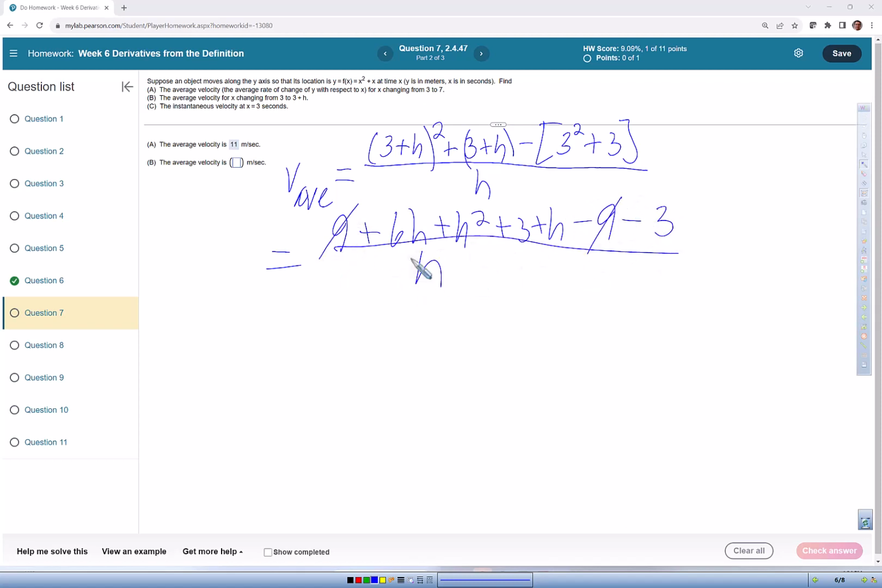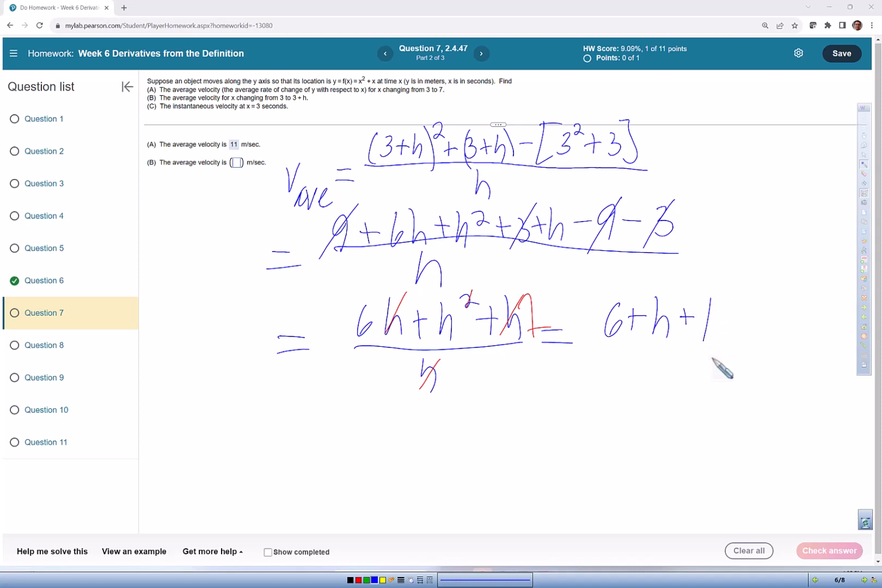So we can cancel out the 3's and the 9's. So that's 6h plus h squared plus h all divided by h. So we can cancel a single h everywhere. So that's going to give me 6 plus h plus 1, or 7 plus h. And so let's put that in.